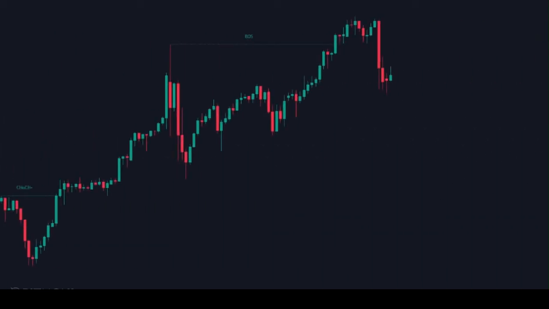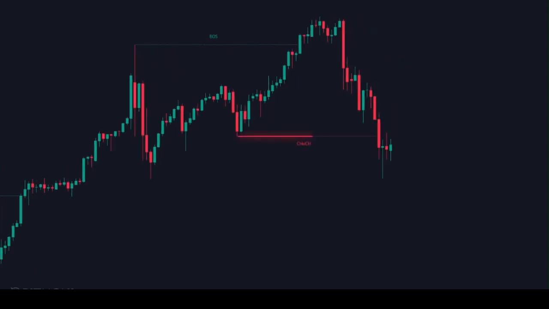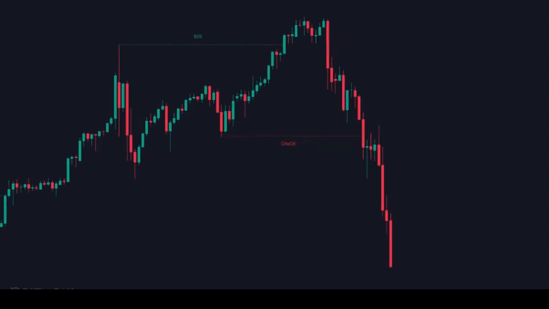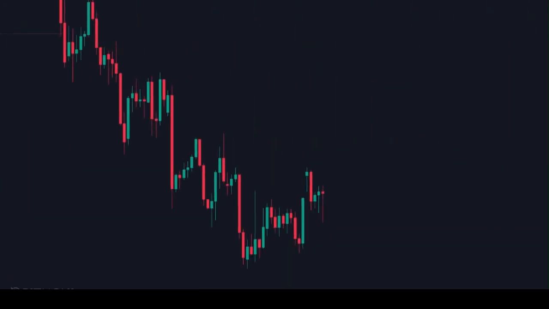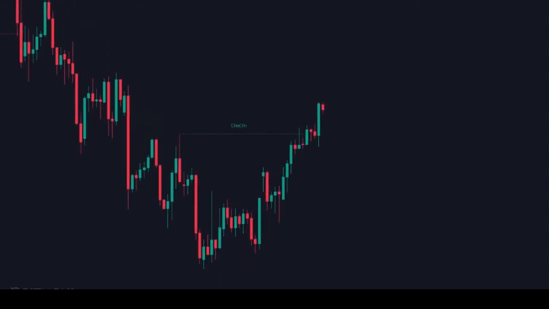Change of character is formed when a recent high or low is broken during an uptrend or downtrend. Change of character typically indicates a potential market reversal or a change in the trend. There's also change of character plus. It is formed when a recent high or low is broken during an uptrend or downtrend. But before this happens, price fails to make a lower low or a higher high, resulting in a stronger confirmation of price reversal to occur.